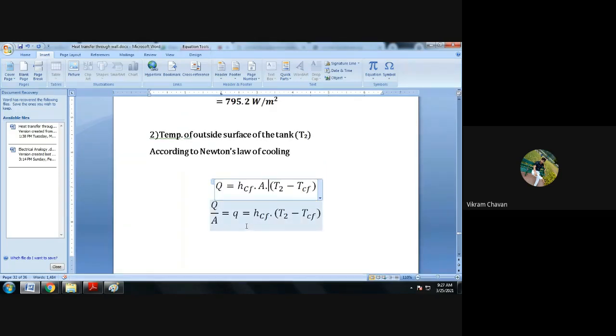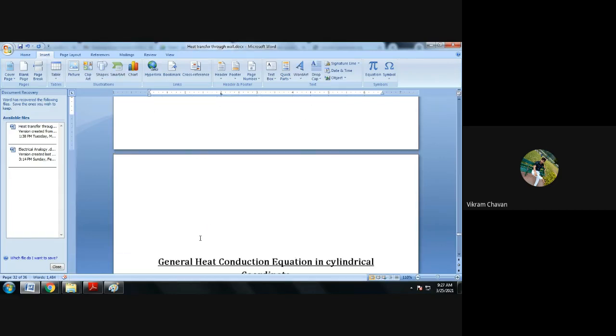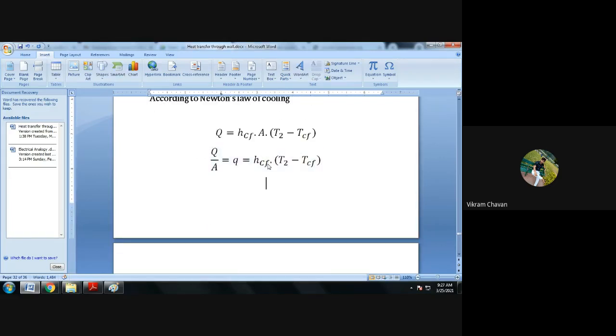Just put the values of H suffix Cf, T suffix Cf and Q by A in this equation and determine the value of T2. Determine the value of T2 and let me know the value of T2.